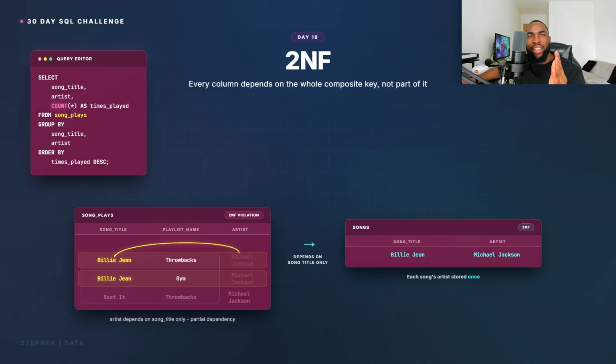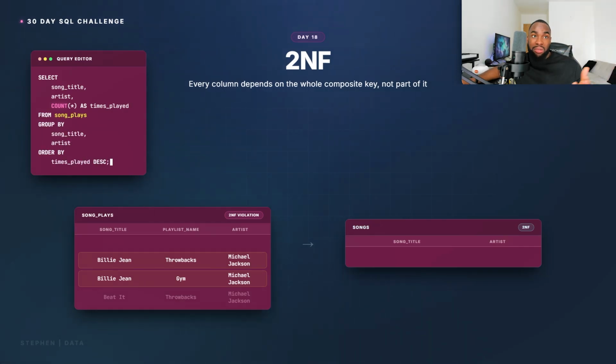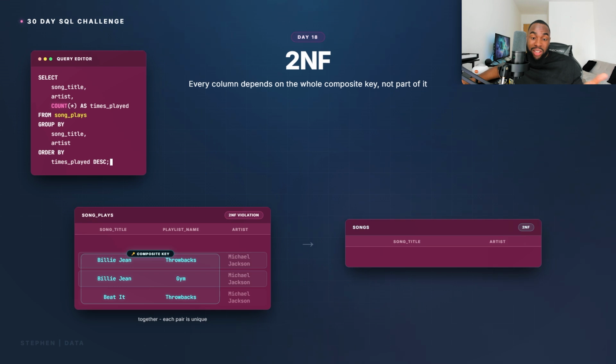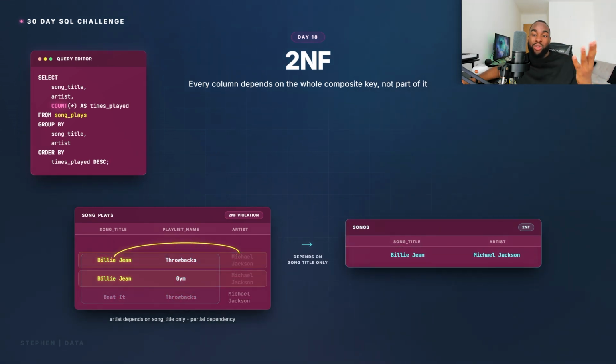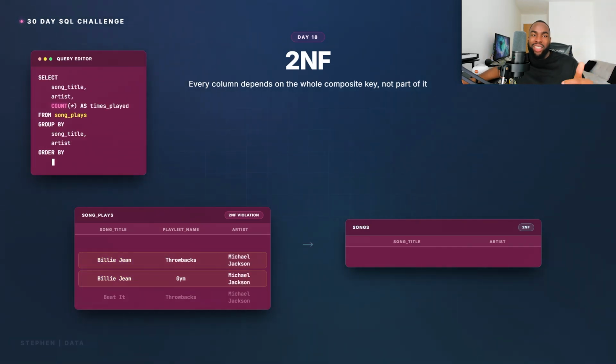Now, if you look at the artist column, and you look at both the records with Billie Jean in them, you're going to notice that both have the same artist, which is Michael Jackson. That doesn't matter no matter what playlist you're looking at. The first one, Throwbacks, has Michael Jackson. The second one also has Michael Jackson. That makes sense because the artist is the one deciding what the song is. So Billie Jean is always going to be by Michael Jackson no matter which playlist it's in, and the playlist part of the composite key has nothing to do with it.